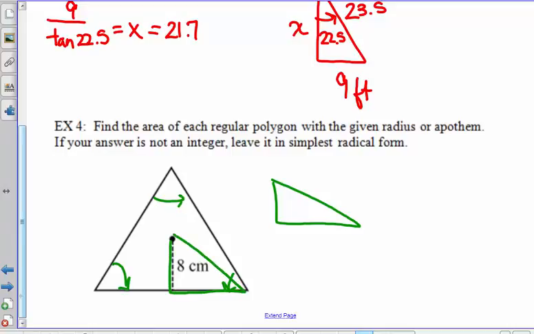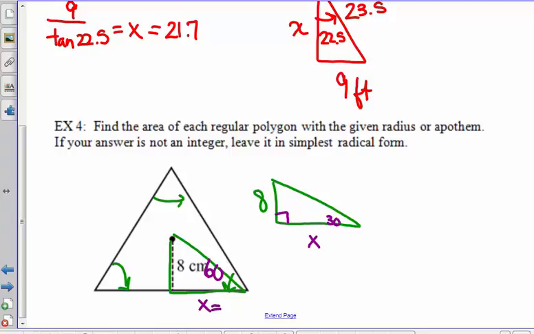Okay. I know that this is 8. I know that this is originally 60, so it now is 30. And I need to find this because this is going to end up helping me figure out my perimeter. Alright, so I can do a couple of things. I can remember what I know about a 30-60-90, because that's what this triangle is.